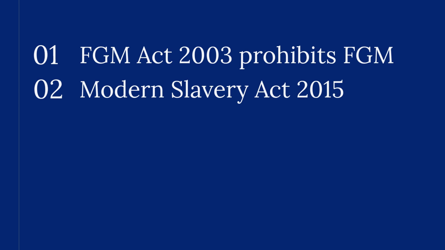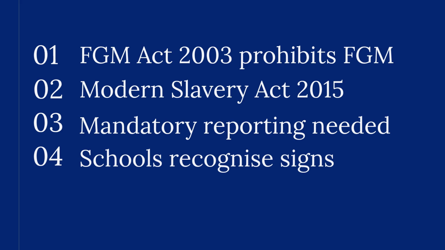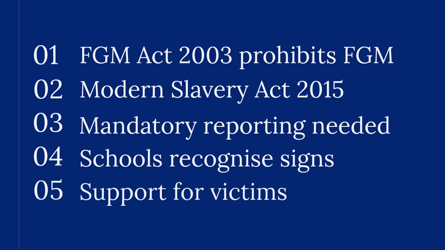The FGM Act 2003 makes FGM illegal and requires mandatory reporting. The Modern Slavery Act 2015 addresses human trafficking and slavery. Schools must recognize signs of these issues. The National Referral Mechanism supports victims. Both acts highlight specific safeguarding responsibilities.